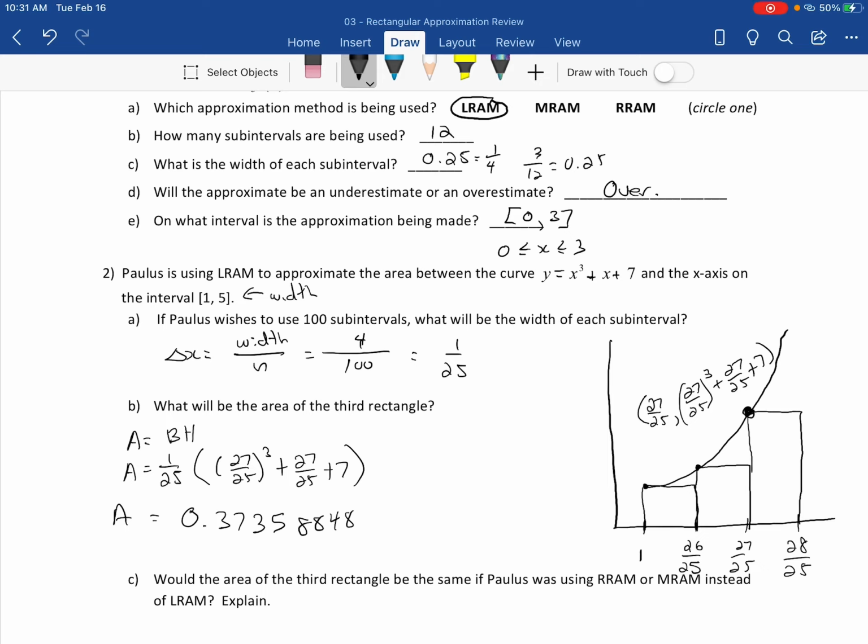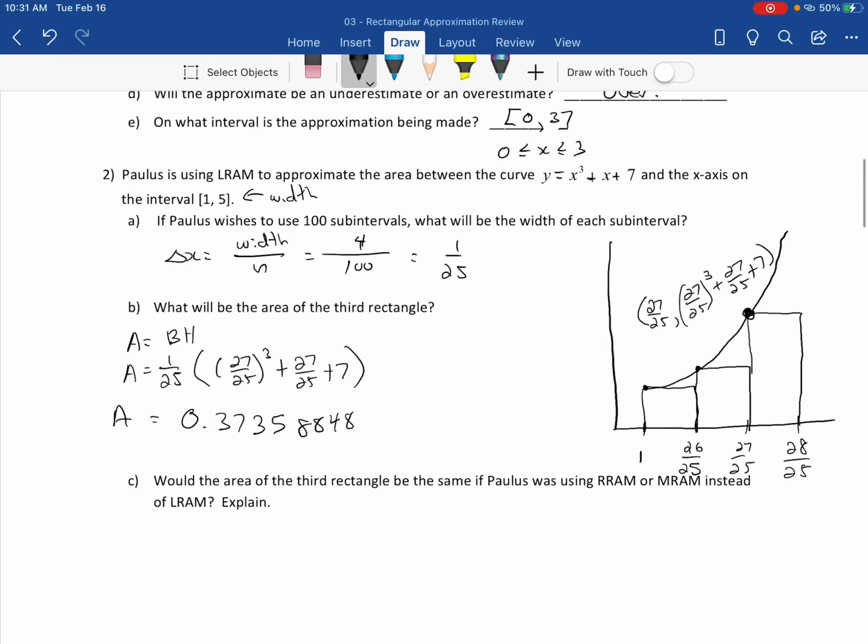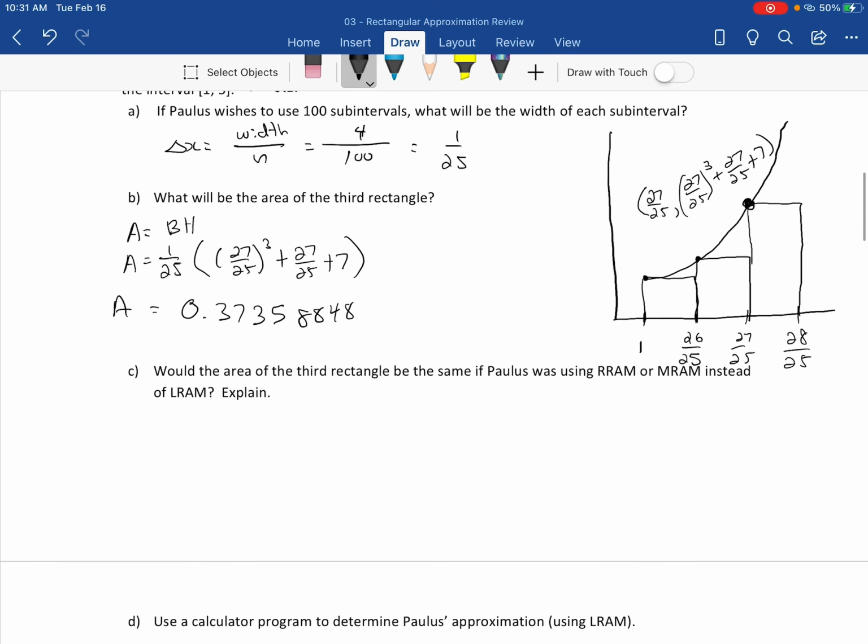We found in the other part of the lesson that when you want to find the whole area, you'd have to add a lot of these things together. But this is just practice, picking off one particular area to see if you can come up with those numbers. Would the area of the third rectangle be the same if you used RRAM or MRAM? No, it would not be the same because we'd use a different value.